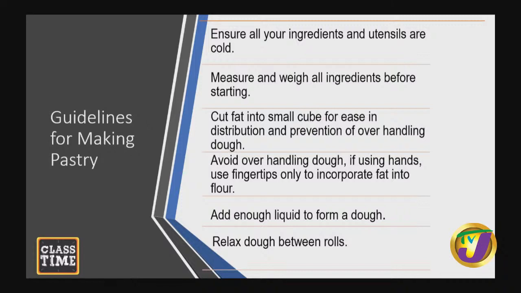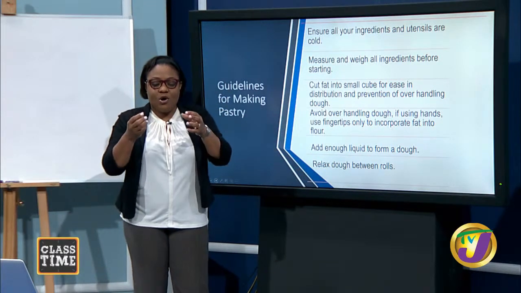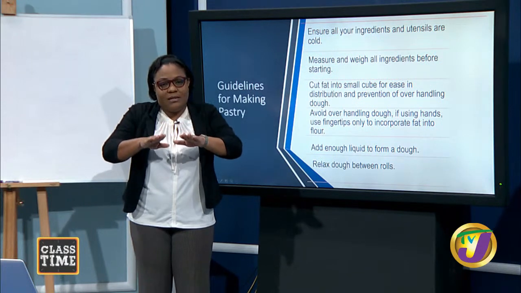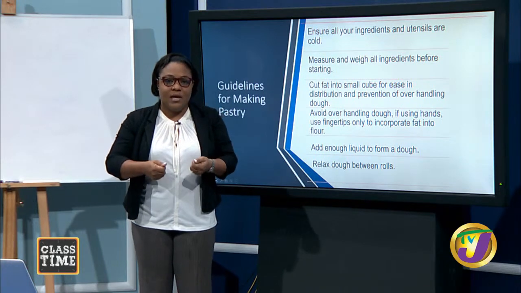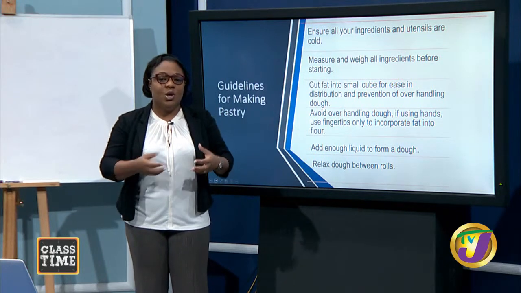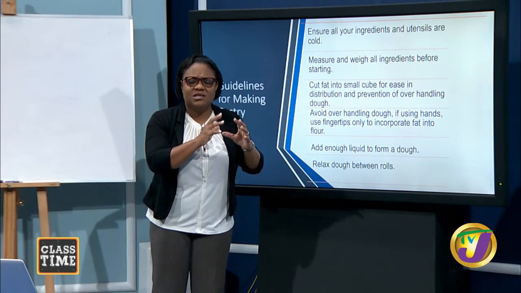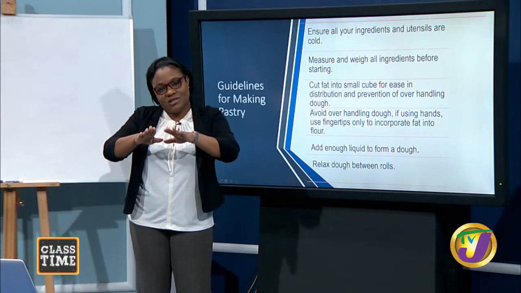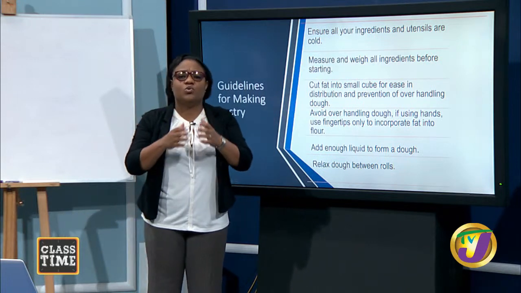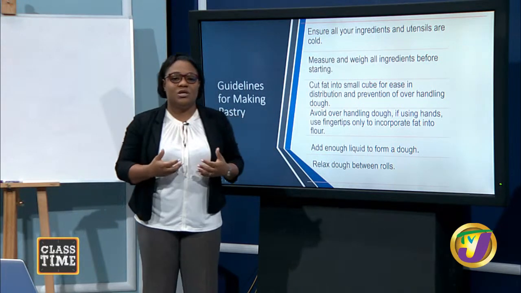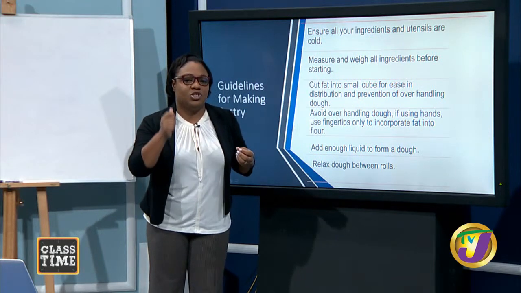Relax it. I'm going to skip this one for a little bit, but you're going to relax the dough. Relaxing the dough would encourage the gluten to just come down a little bit. So if you overhandle the dough and you have a lot of formation of the gluten within the dough, relax in between rolls. When you relax in between rolls, you allow the gluten to just kind of chill. So you don't get that tough pastry, which is what you don't want. And in chilling in between, you also use that as a method to maintain the temperature of the fat.